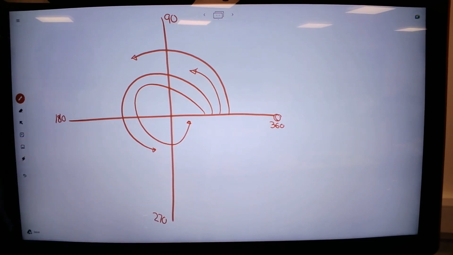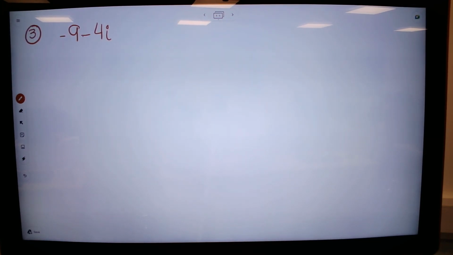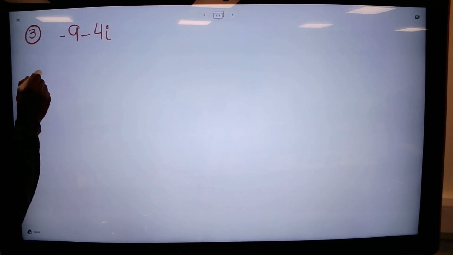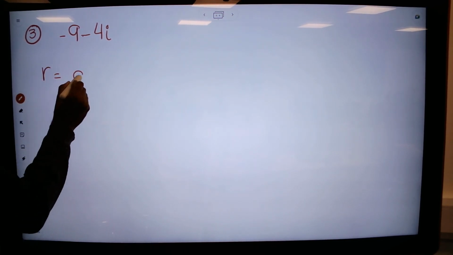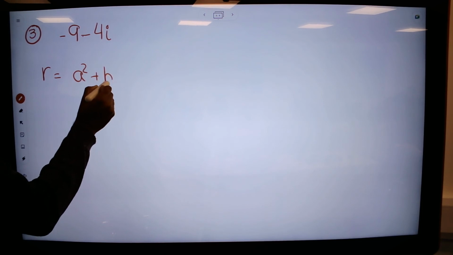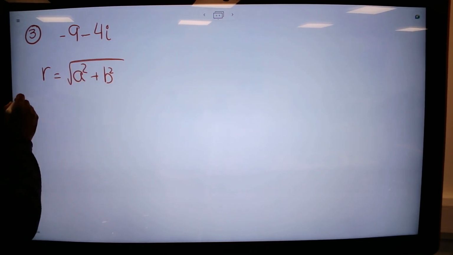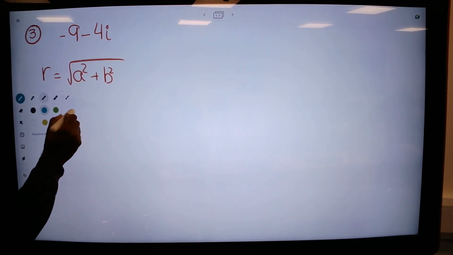That's how we measure the angle. Okay, let's say we got these complex numbers. And now we need to convert this complex number into polar form. So the first thing you need to find is r. R has a formula, square root of a squared plus b squared. Okay, we know that one. Now let's put that in the formula.